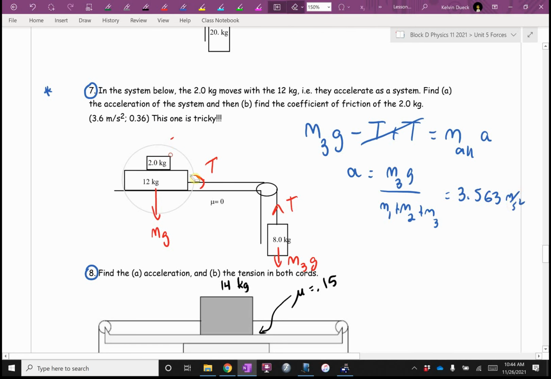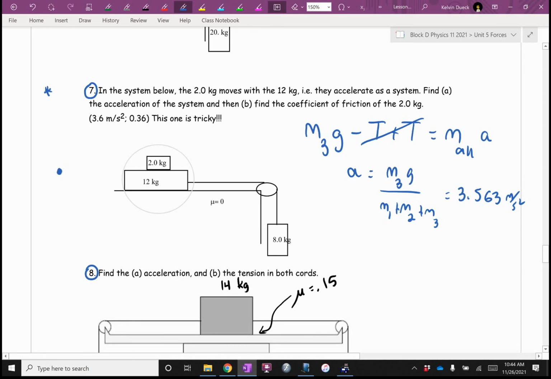Now I'm going to erase all this because what I really want to focus on is B. B says find the coefficient of friction. Did anybody get this? Nice. What's this a good job for? On which mass? On the 2. So I'm going to do a nice big diagram right here, even though they gave me a picture, because I really want to visualize this.